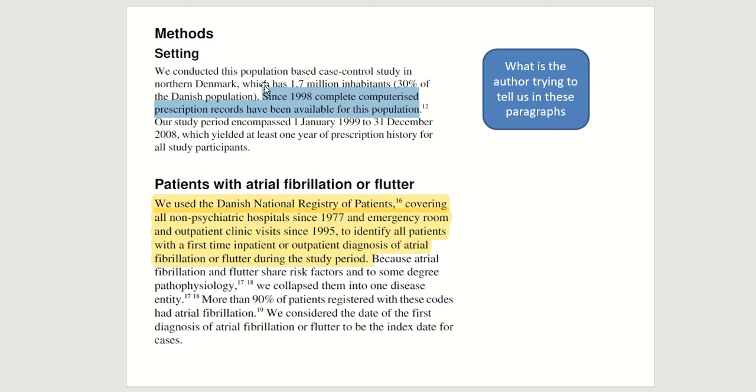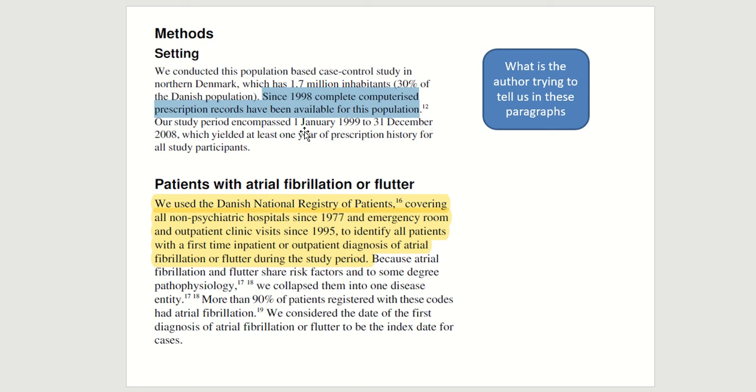So here you go. That's your first answer. It's population-based. And since 1998, complete computerized prescription records have been available for this population. So if you think about it, why is he telling us that there are complete prescription records for that population? Now, we'll come to that in a minute.